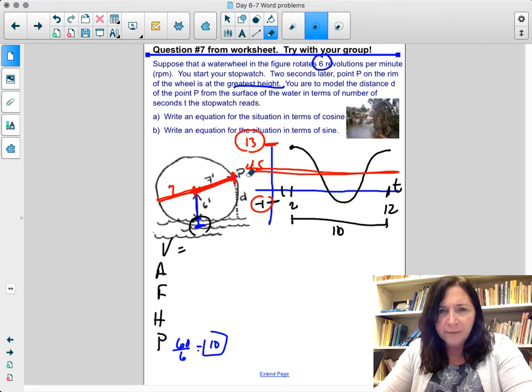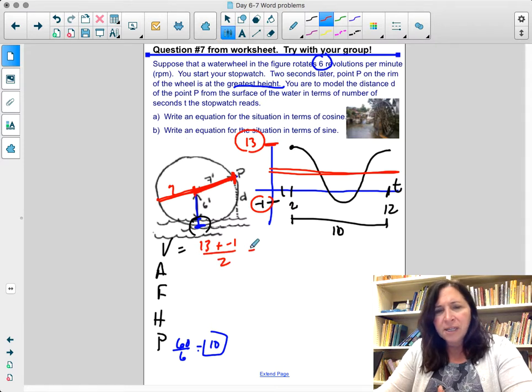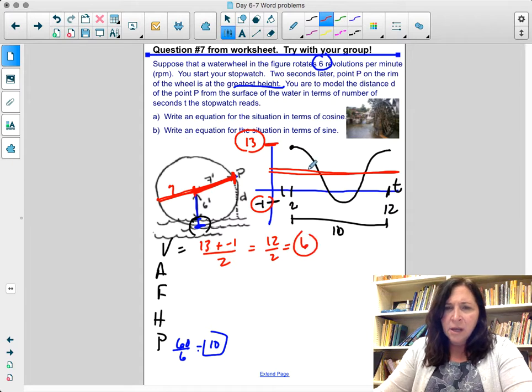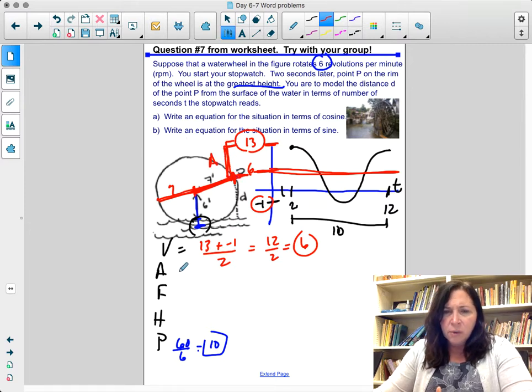Not 4.5. Let's erase that. Let's get the right answer. So we're going to go 13 plus -1 divided by 2. So 13 minus 1 is 12. 12 divided by 2 is 6. So my vertical shift is 6. So then this distance right here is my amplitude. So amplitude, absolute value of 13 minus 6, which is 7.